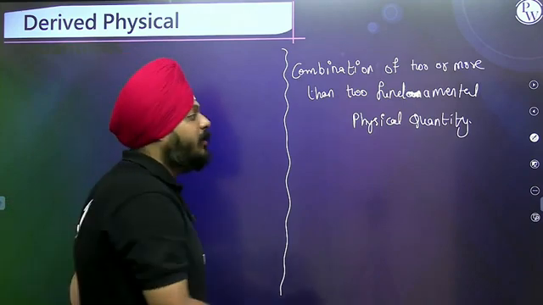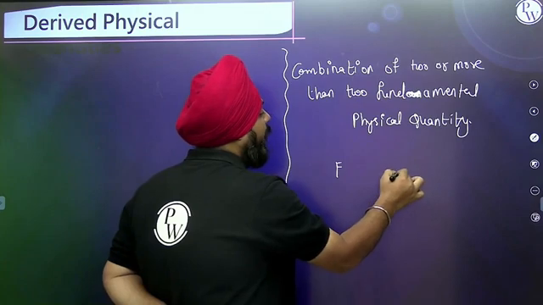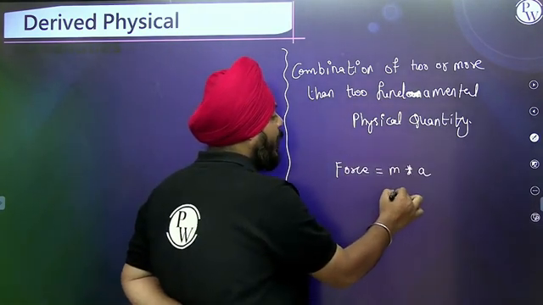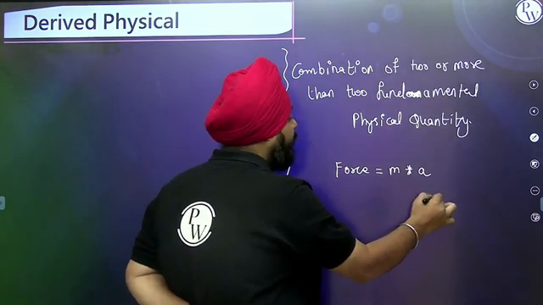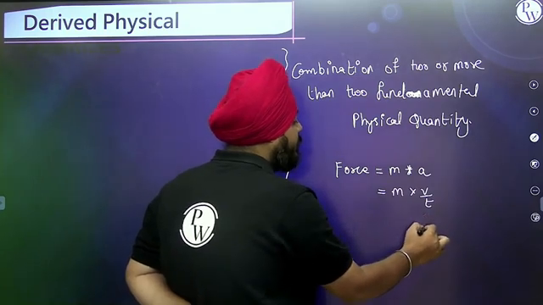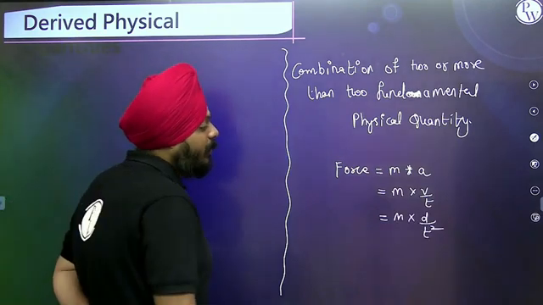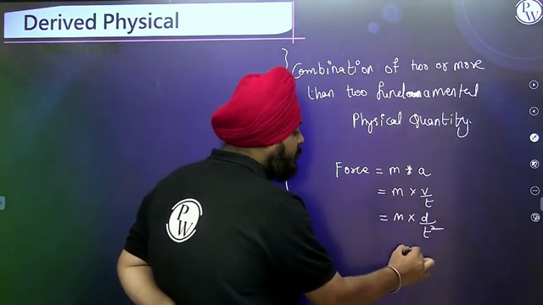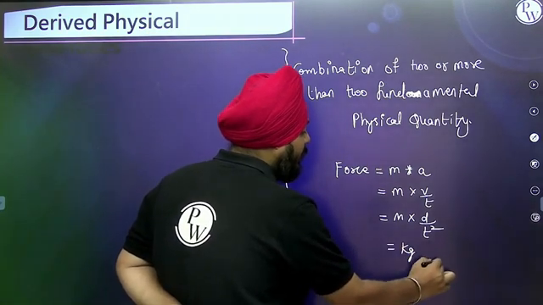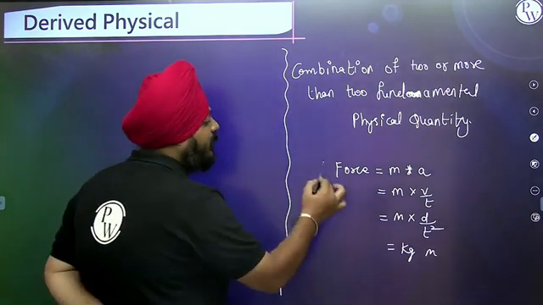If I'm talking about derived quantities, force is equal to mass into acceleration. Acceleration is velocity by time, so it is mass into velocity, which is distance or displacement, by time square. Here you can see three fundamental physical quantities are coming: kg, the unit of mass, meter, the unit of distance, and time square. So here the force is the derived quantity.